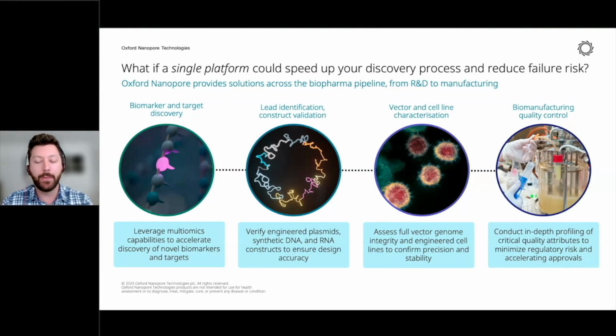And then finally, in biomanufacturing QC, our platform can really help to profile a number of critical quality attributes, including comprehensive sequencing identity and integrity to reduce regulatory risk and accelerate paths to approval.